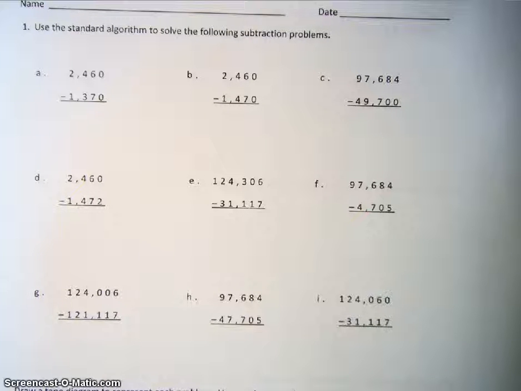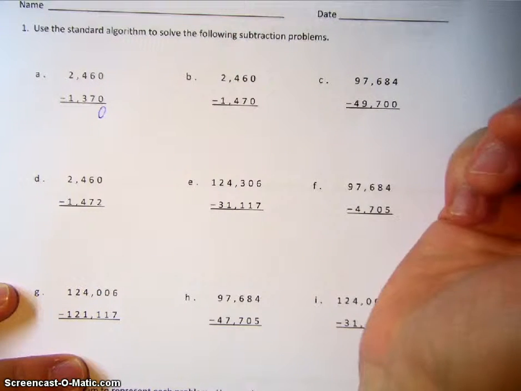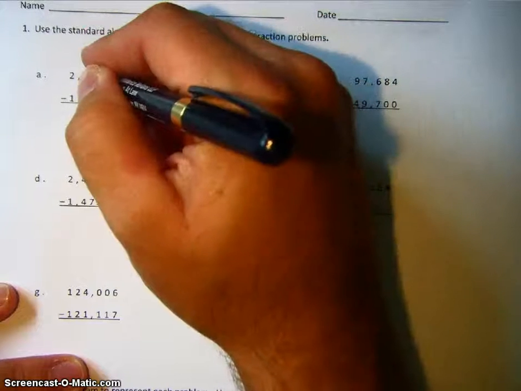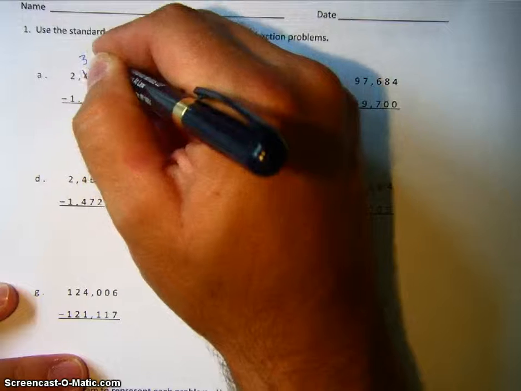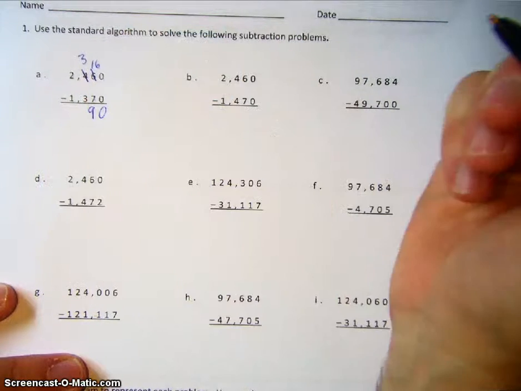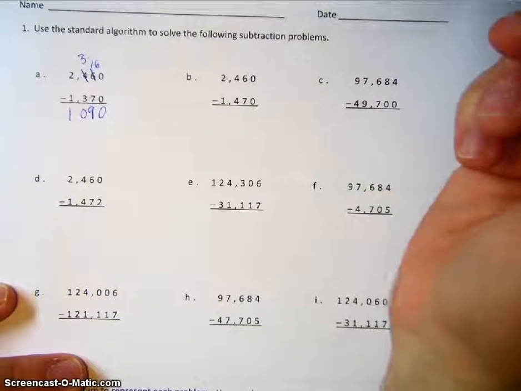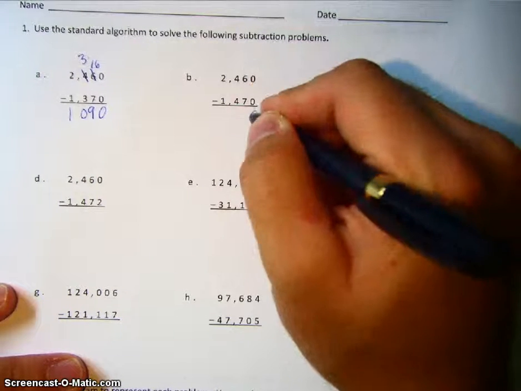So looking at number 1, we're just going to use the standard algorithm to solve. Okay, so 0 minus 0, 0. Okay, so now we get 6 minus 7 in our tens place. So we're going to take 100 and turn it into 10 tens. So now we have 16 tens minus 7 tens, 9 tens. 3 minus 3 is 0. 2 minus 1 is 1. Okay, moving on to the next one, you can see some similar numbers here.